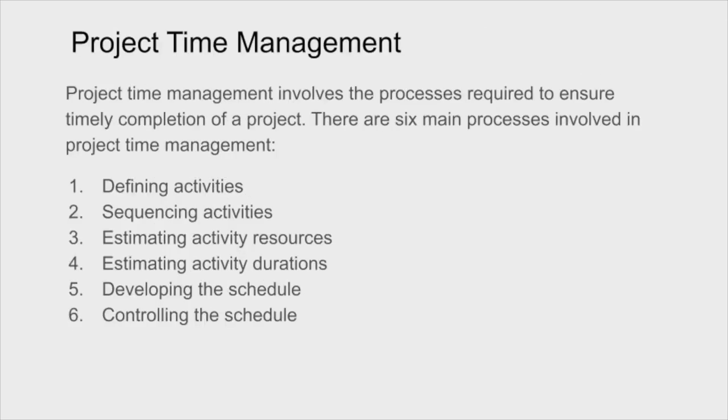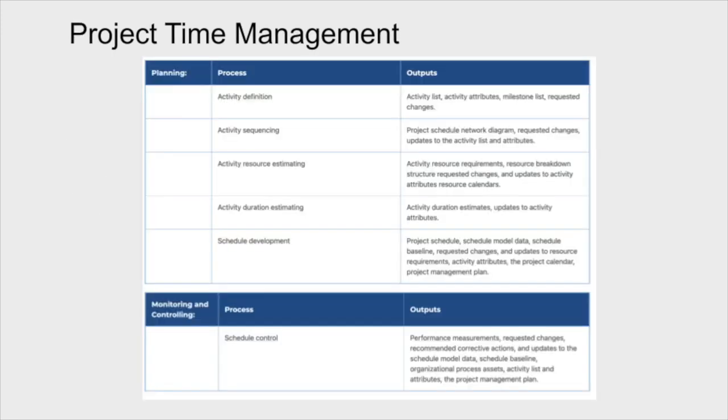So arising out of this, we can identify some key things that we need to do. Project time management involves the processes required to ensure timely completion of a project. And there are really just six main processes that we need to put in place to ensure the project is well managed. First, we need to define the activities. What is it we're going to do? Then we need to take those activities and sequence them. What gets done first, what gets done second, and so on.